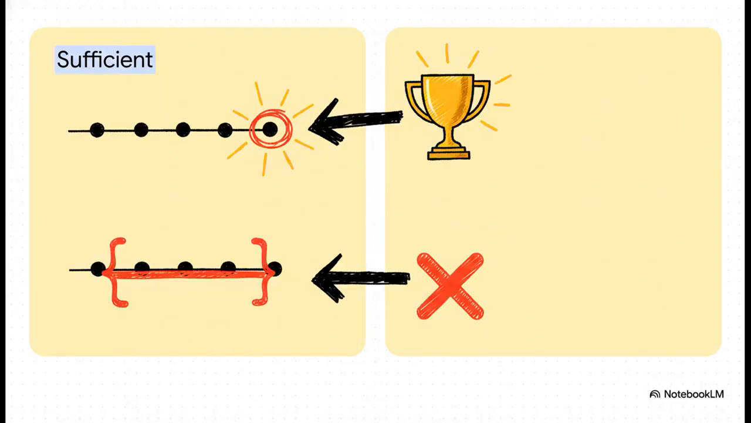Now, what's really wild here is what isn't a good summary. You might think the range of the data, the difference between the earliest and latest bus you saw, would be useful, but it's not. The only thing that actually matters is the single latest time you observed. That one number, the max value, contains all the information there is about that upper boundary. Everything else is totally irrelevant for this particular question.